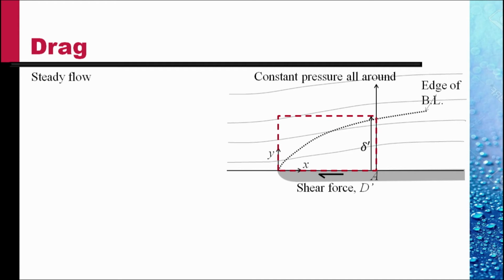Inside the dotted line, the velocity varies with y. We assume constant pressure all around. There would be a flow leaving the upper surface of this control volume.